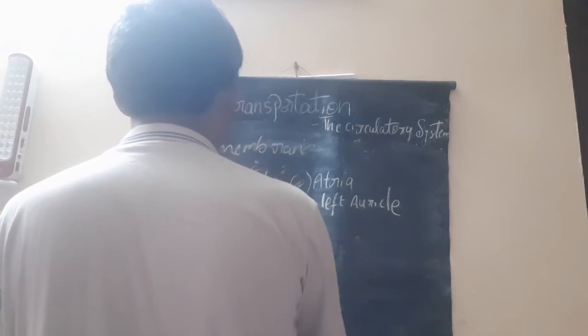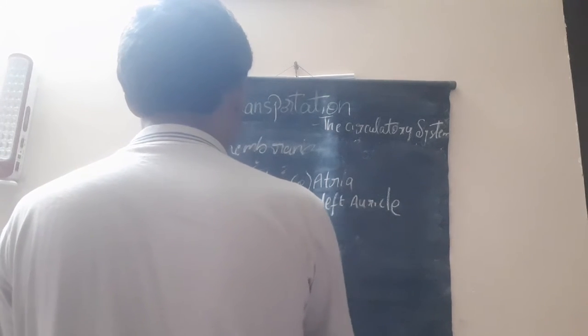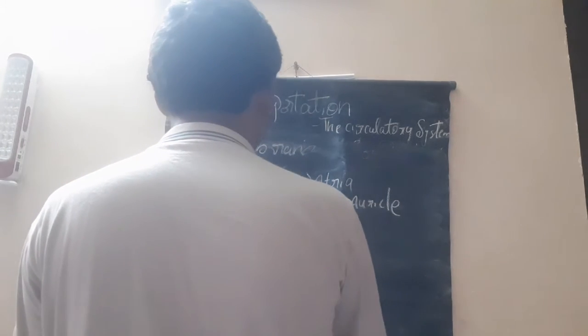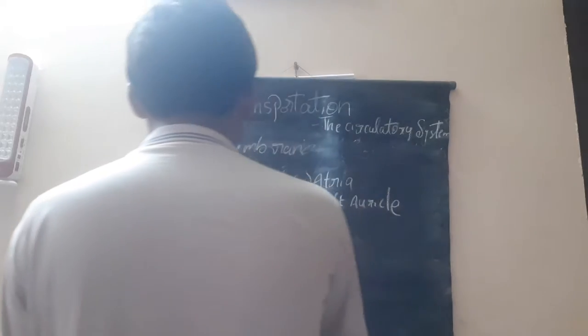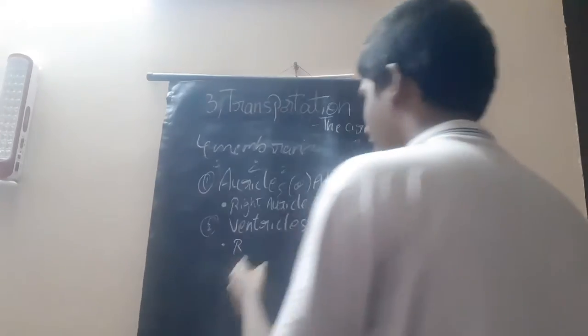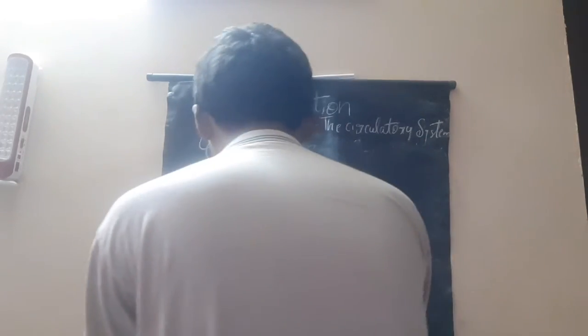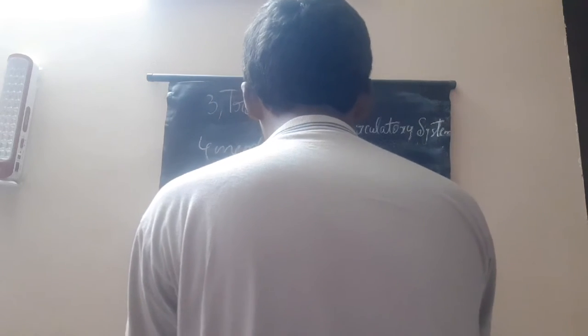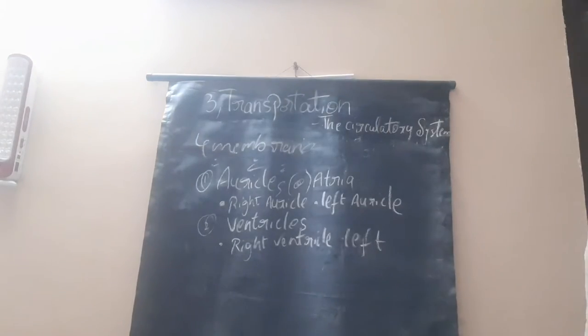Now, the lower two chambers of the heart are called ventricles. There are two ventricles, the right ventricle and the left ventricle.